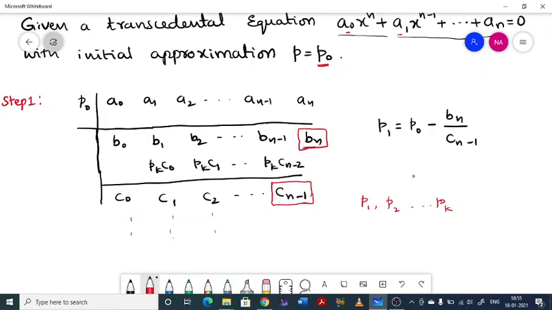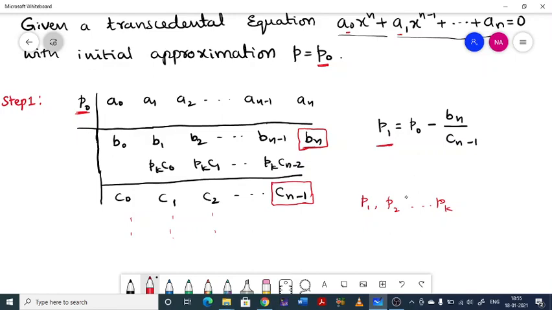So first you have to apply the synthetic division method by considering p0, then identify bn, cn minus 1, and find p1. Next, again consider p1 instead of p0, repeat the synthetic division method, find p2, similarly p3 and so on. When the value of pk converges to some particular value, you have to stop the procedure and write the approximate solution. So let us try to solve some problems on this.